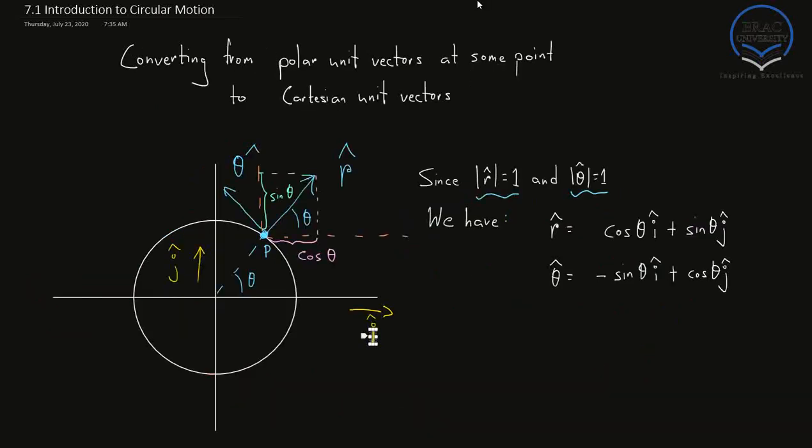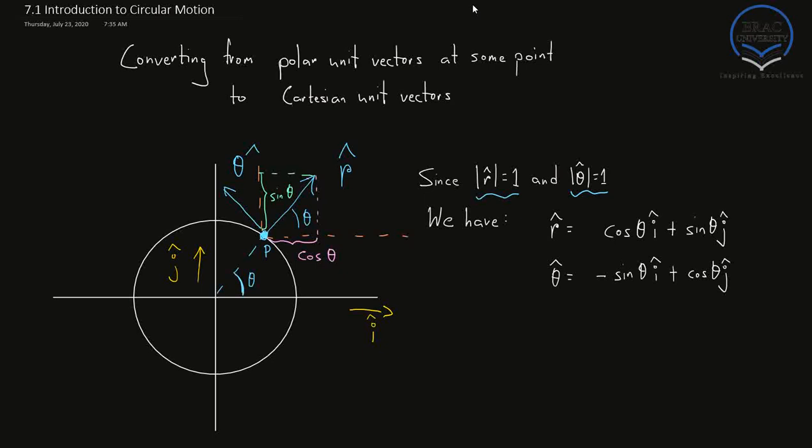But first, let's take a moment to convert between our new polar unit vectors and the familiar Cartesian unit vectors at some point. So how do we do that? Let's say we have our particle here at some point P, which is at some fixed distance from the origin, which is the radius of the circular motion, but at some angle theta.